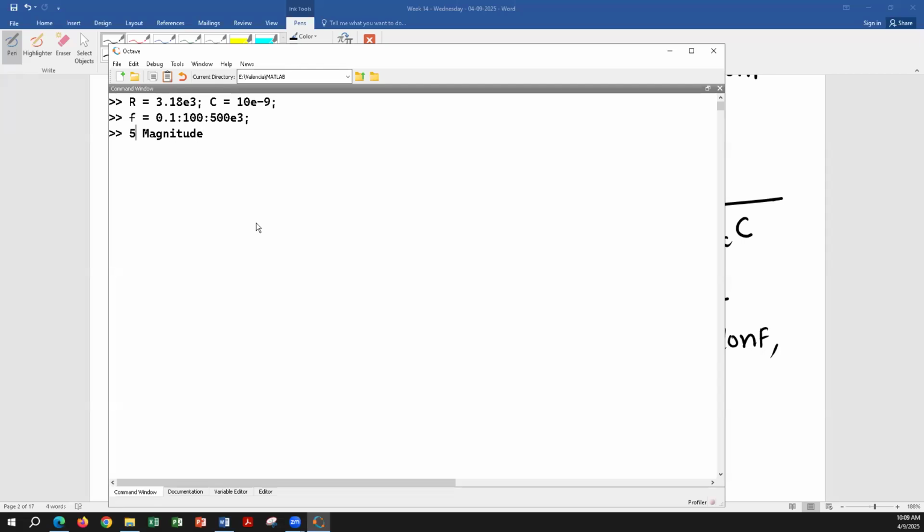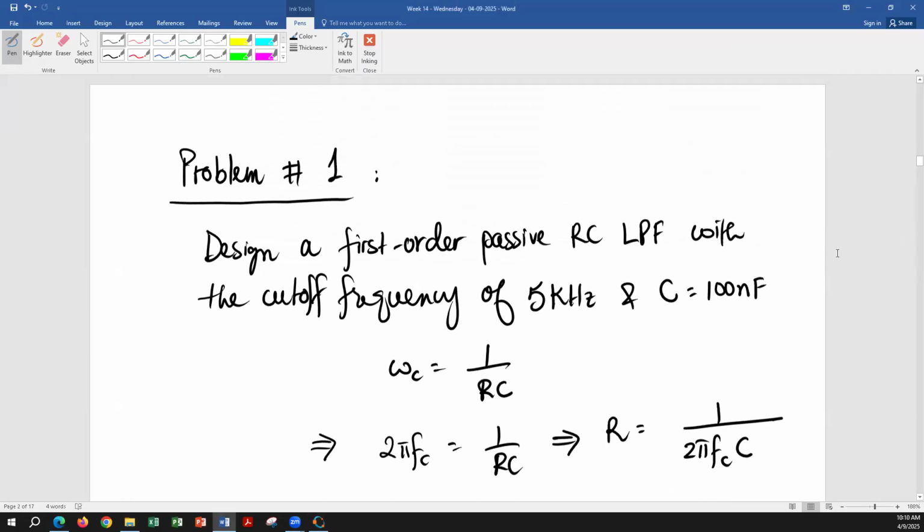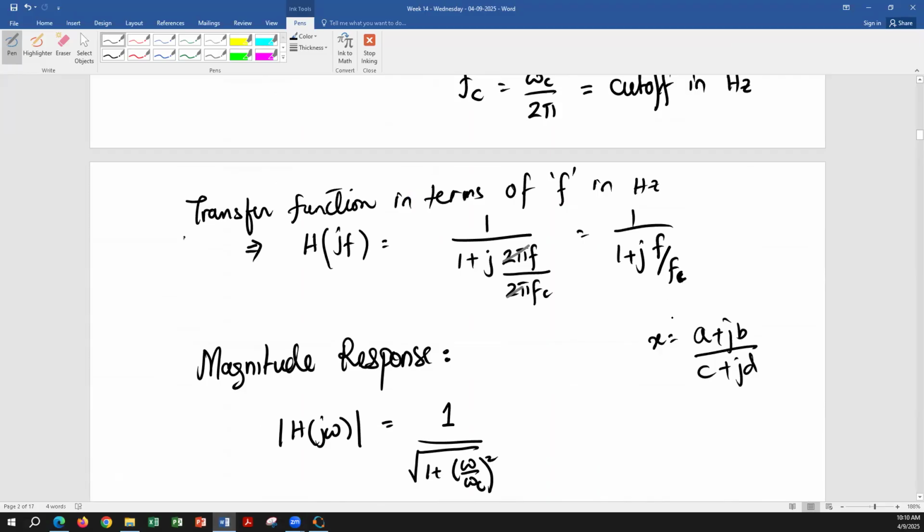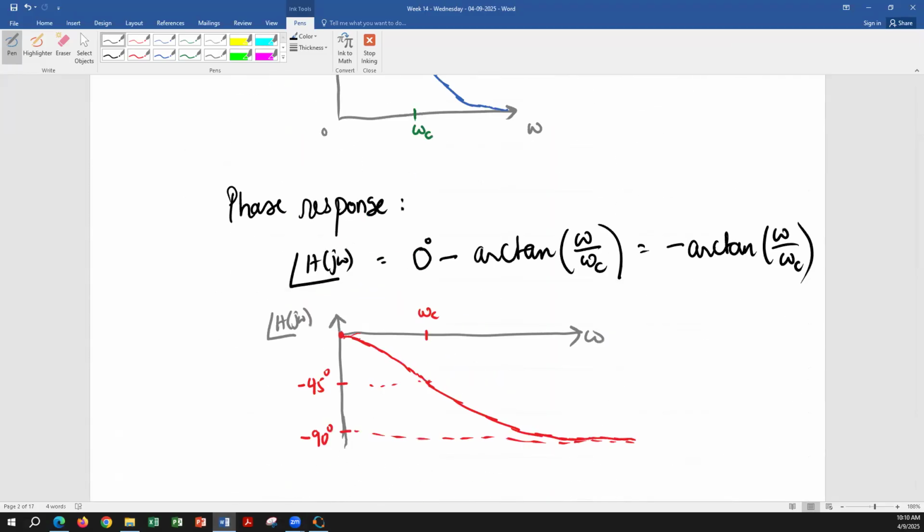Magnitude, what happened to 5? So for the magnitude response, first let's go ahead and evaluate H, because the magnitude and phase responses come from the equation for H. Our equation for H is 1 over 1 plus j, and since we are doing F, 1 over 1 plus j F over FC.